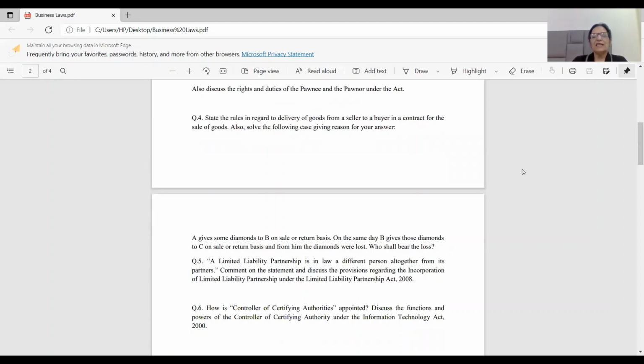So our answer is B shall bear the loss. And now coming to the next question, which is question number 5. This is from LLP Act 2008. Question number 5. Second last question.